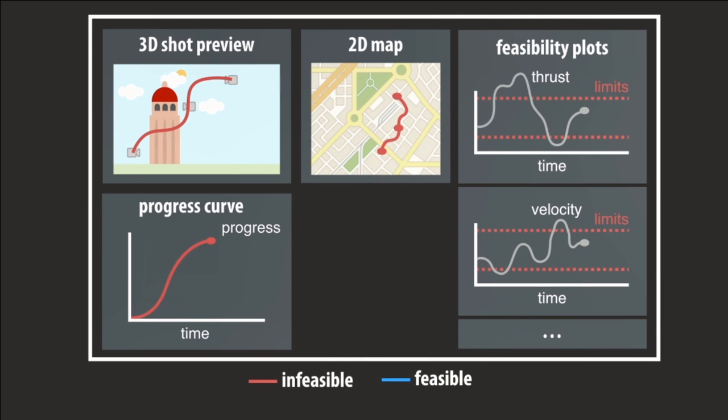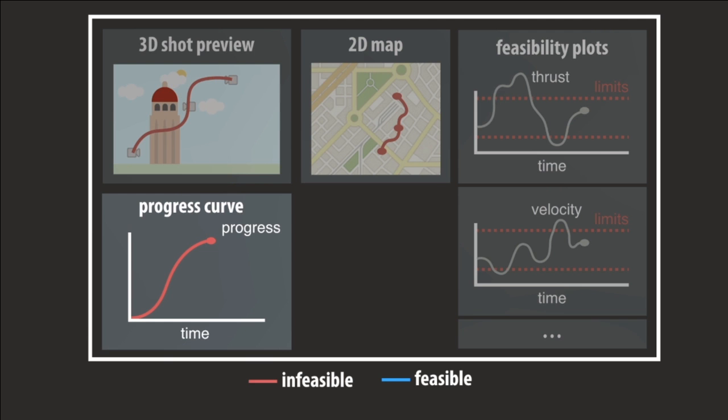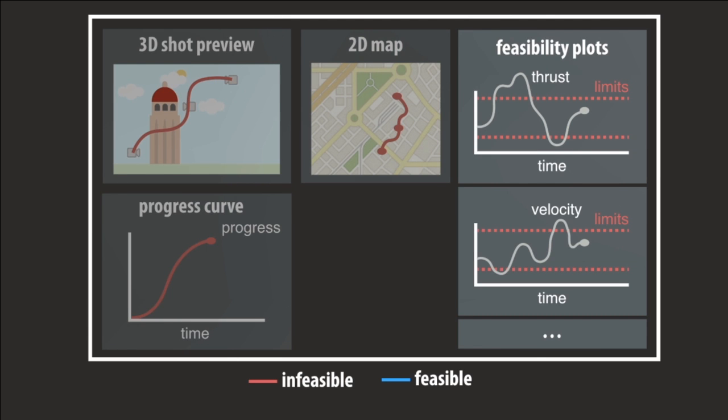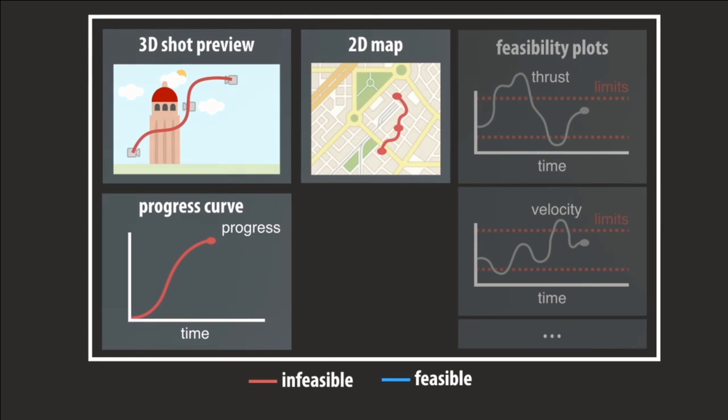To see the approach we came up with, let's have a look at our algorithm running interactively. This demo will be running inside of our shot planning tool, so I'll give you a quick tour of the UI. We show the quadrotor's progress curve on the lower left, and we show the feasibility of the shot in a set of plots on the right. These plots show dynamical quantities like thrust and velocity as functions of time. We draw the physical limits of the quadrotor as horizontal red lines on these plots.